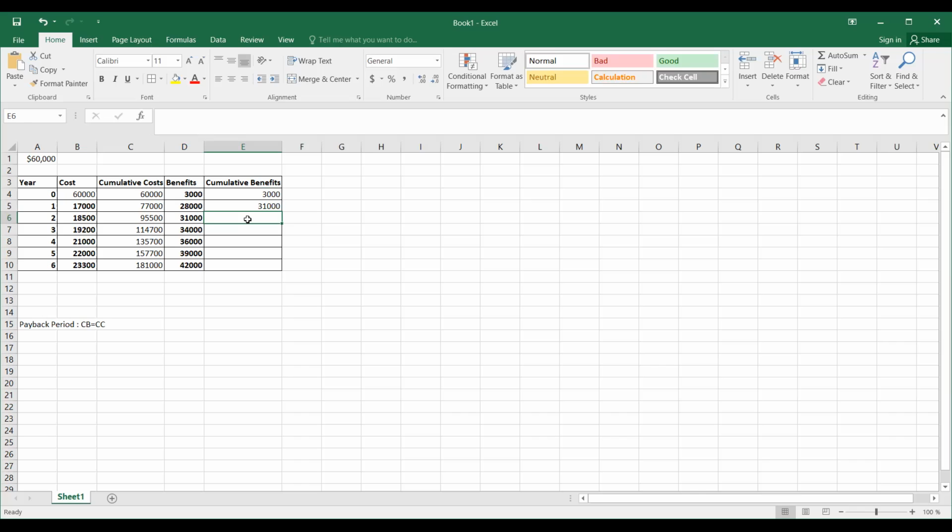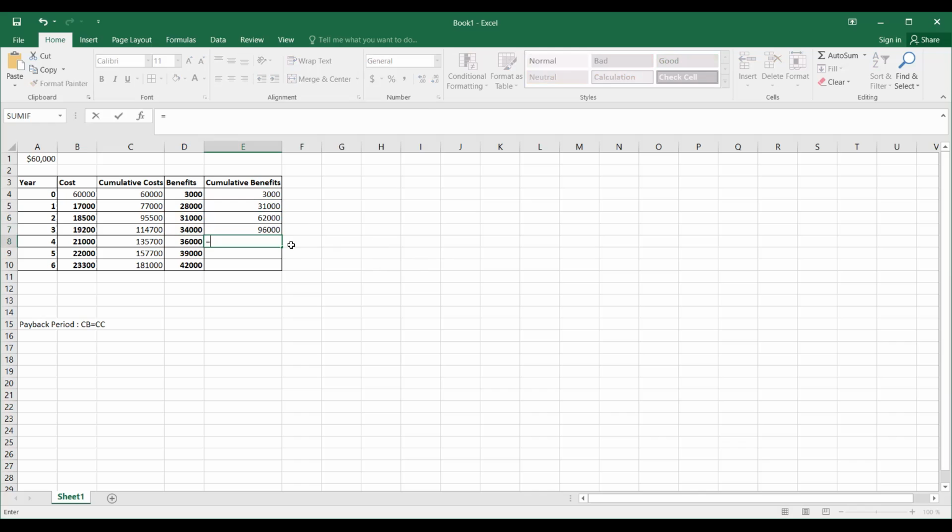Next up, your total benefits till the first year was 31,000. So you add it up with the additional benefits incurred in the second year, that's also 31,000, which gives you a total value of 62,000. After that, you add the total cumulative benefits from year 2 to the next set of benefits, that is for year 3, 34,000. So it gives you a total of 96,000.